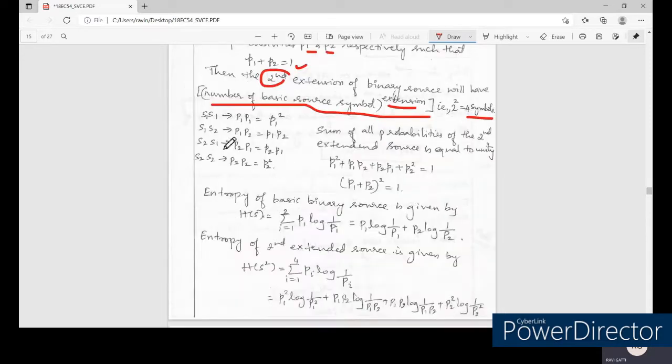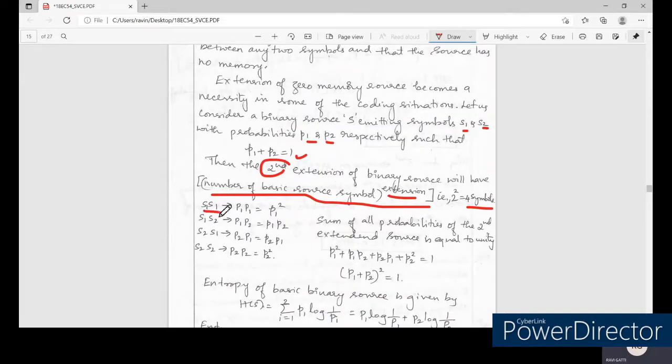What are those source symbols? You'll be getting S1S1, S1S2, S2S1, S2S2. And the probabilities of occurrence of these symbols are P1 into P1, P1 P2, P2 P1 and P2 P2. So you'll be getting P1 square, P1 P2, P2 P1, P2 square. We also know that the sum of probabilities of all the source symbols should be 1 in the extended source also, because the probability axiom holds good.